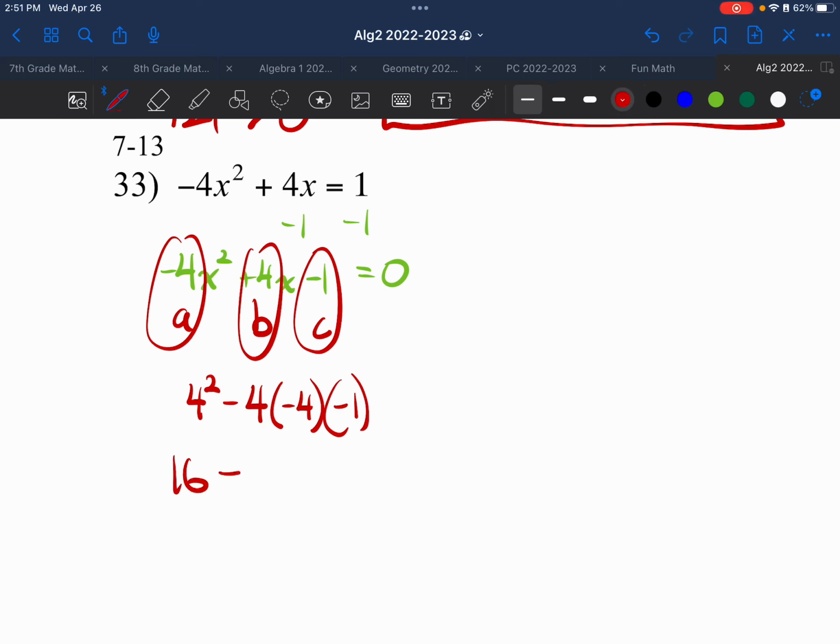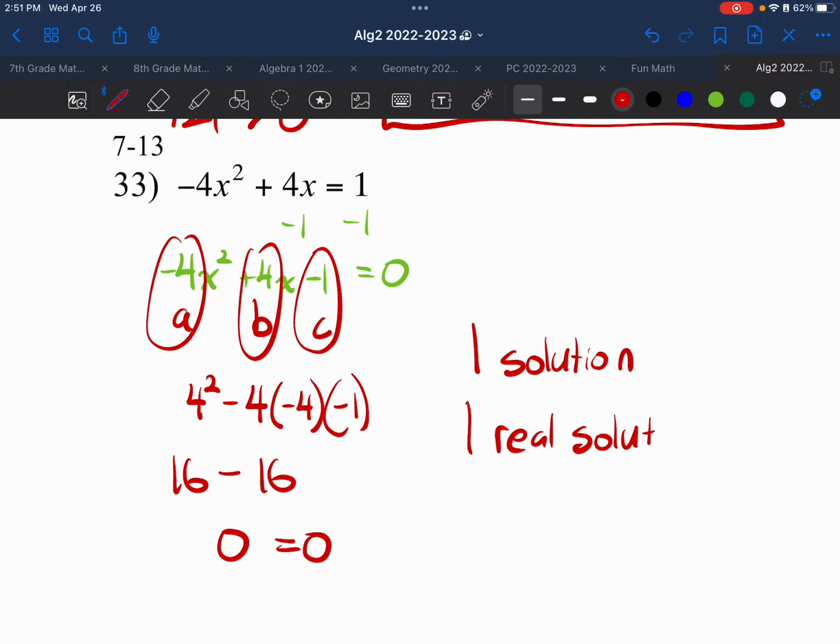I have 16, and I just need to worry about multiplication. 4 times 4 is 16. And 16 times 1 is 16, and this is 0. Did you know 0 is equal to 0? If it's ever equal to 0, then we have only one solution. And technically, it's one real solution. They're both the same thing.